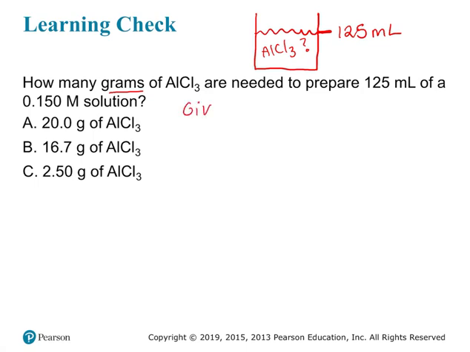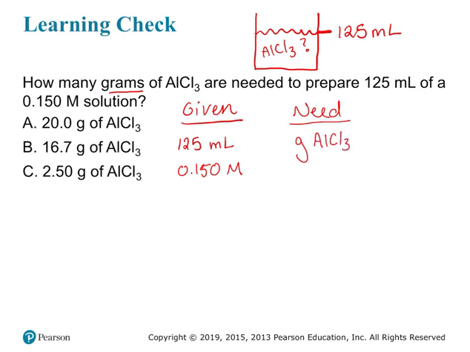Okay, so I'm also going to write out what we're given. So again, we're told that we want the final volume of the solution to be 125 milliliters. And we want the concentration of the solution to be 0.150 moles per liter. So what we need to find out is how many grams of aluminum chloride we need to add to 125 milliliters of water.